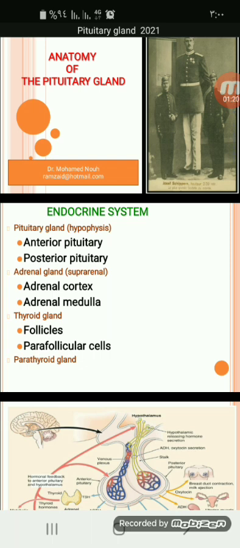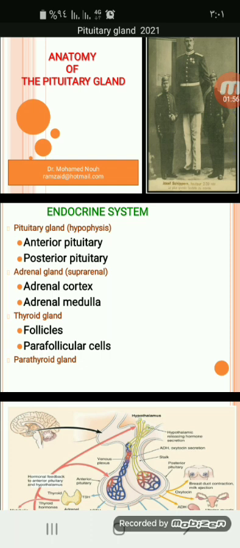Thyroid gland: the follicles are the functional part of the thyroid gland, the functional cells. Parafollicular cells are also produced by the thyroid gland, and then the parathyroid glands. Some of the structures are mixed glands, like the testes and the ovaries. They have exocrine and endocrine functions, and some of the organs are purely endocrine organs.